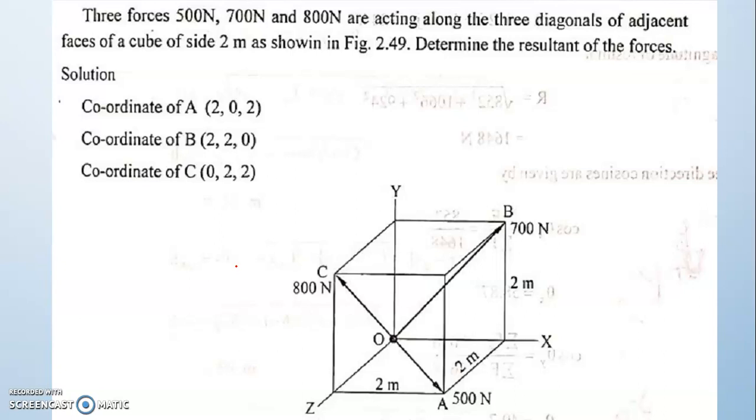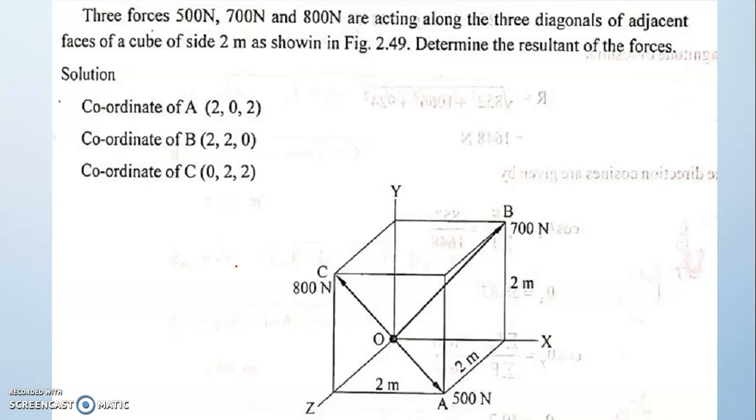Today we will discuss one more problem in connection with the force system in space. In this figure you can see a cube and we have marked the three diagonals on this cube: diagonal OA, diagonal OC, diagonal OB on three adjacent sides of the cube. The forces acting on these diagonals are given as OA 500 Newton, OB 700 Newton and OC 800 Newton. We have to find out the resultant force acting on this cube due to all these forces.